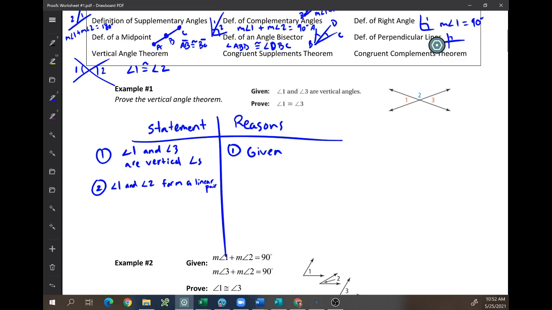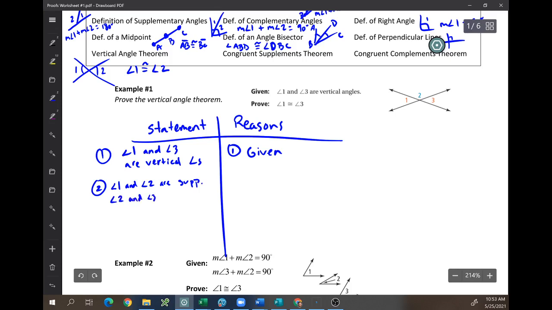And actually, I'm going to even make this a little bit easier and just say that they're supplementary because they form a linear pair. So angle 1 and angle 2 are supplementary. I'm going to shortcut this and just put sup. And in the same step, I'll put angle 2 and angle 3 are supplementary. Right, and my reasoning for that is that the angles form a linear pair.